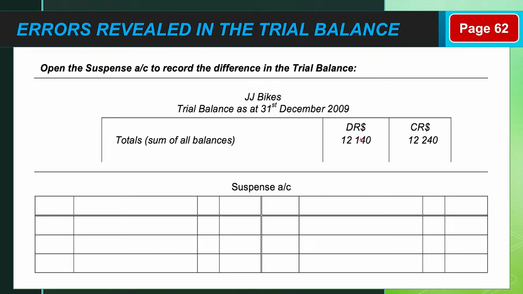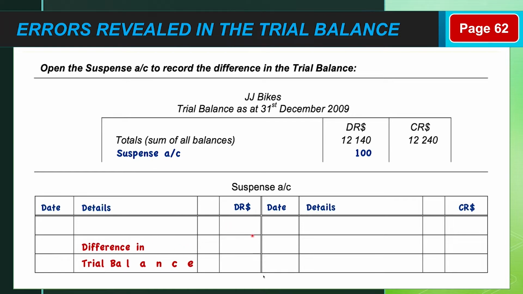So JJ Bikes: debit side 12,140, credit side 12,240, which means that the debit side is less. So you would open a suspense account for 100, and you will go therefore to the suspense account, the actual T account in your general ledger. Debit side, year, the date, difference in trial balance, 100.